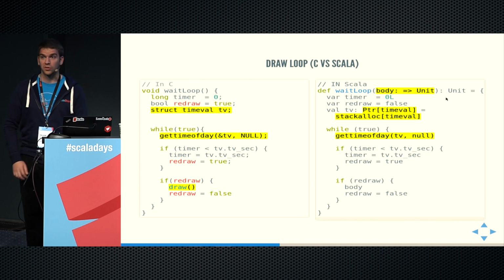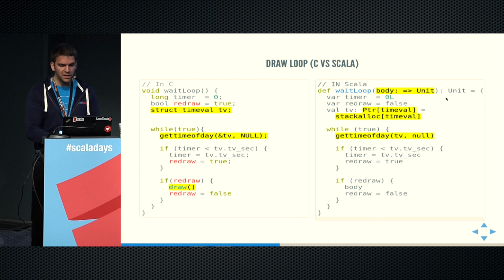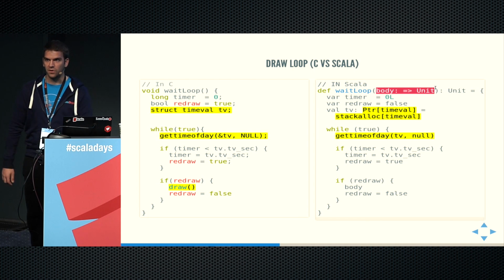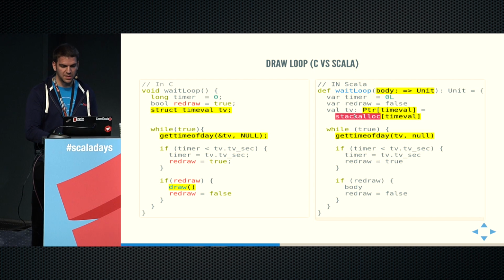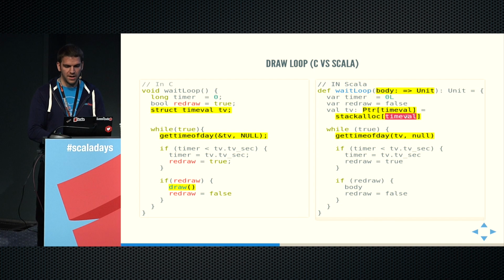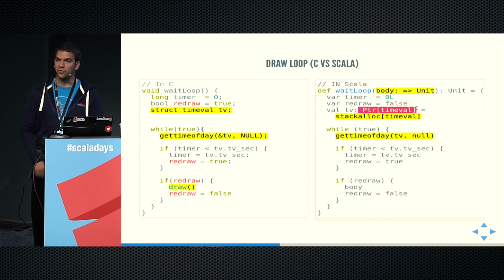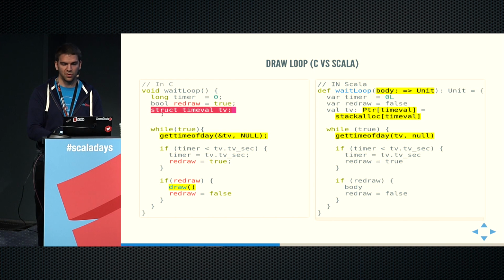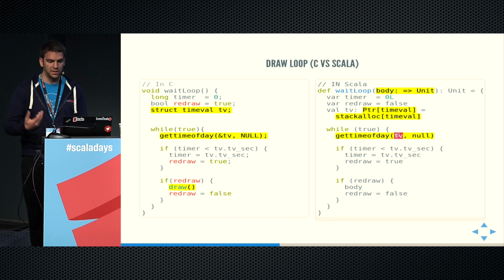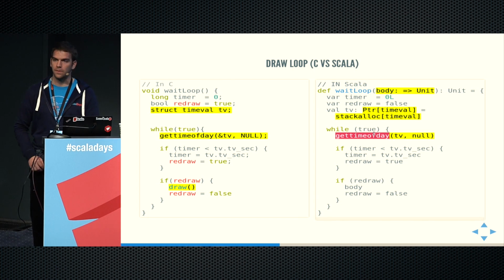For the Scala code, it looks really similar. The only difference is that we don't pass a global function. We can pass our function as a parameter. So this is the function body. To allocate things, we can use this method called stackAlloc with the type, so timeval, and it will return a pointer to this structure. It's a bit different than C, because in C, it will return the value. And since we have a pointer, we don't need to dereference, so we can call this function. All right?